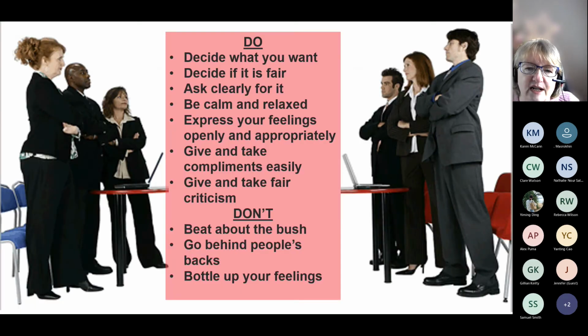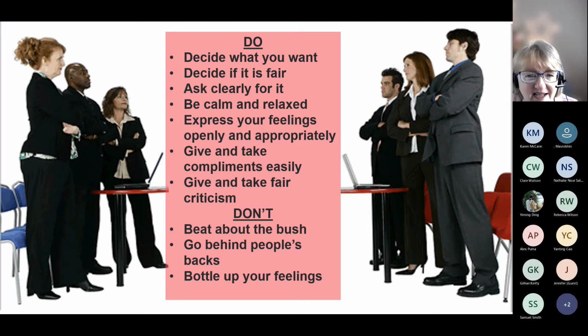So just a few little pointers to round things up then, some do's and some don'ts. So do decide what you want, because unless you've made that decision, in the conversation or something, then you can't get to the point that you want to get to. Decide if it is fair. Ask clearly for it, because the other person can't be expected to know what you want unless you're clear about your wants and your needs.